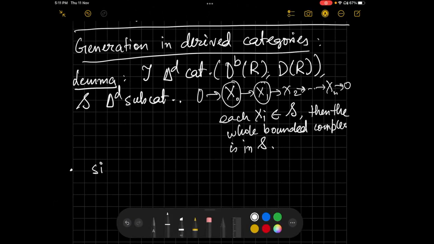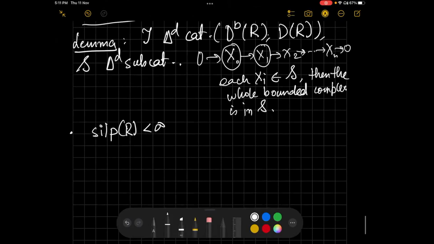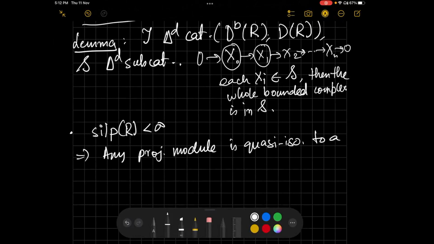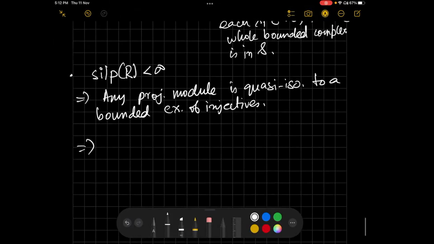So what happens if SILP of a ring is finite? If SILP of a ring is finite, this means any projective module has finite injective dimension, right? This means any projective module, again in the derived category now, is quasi-isomorphic to a bounded complex of injectives.